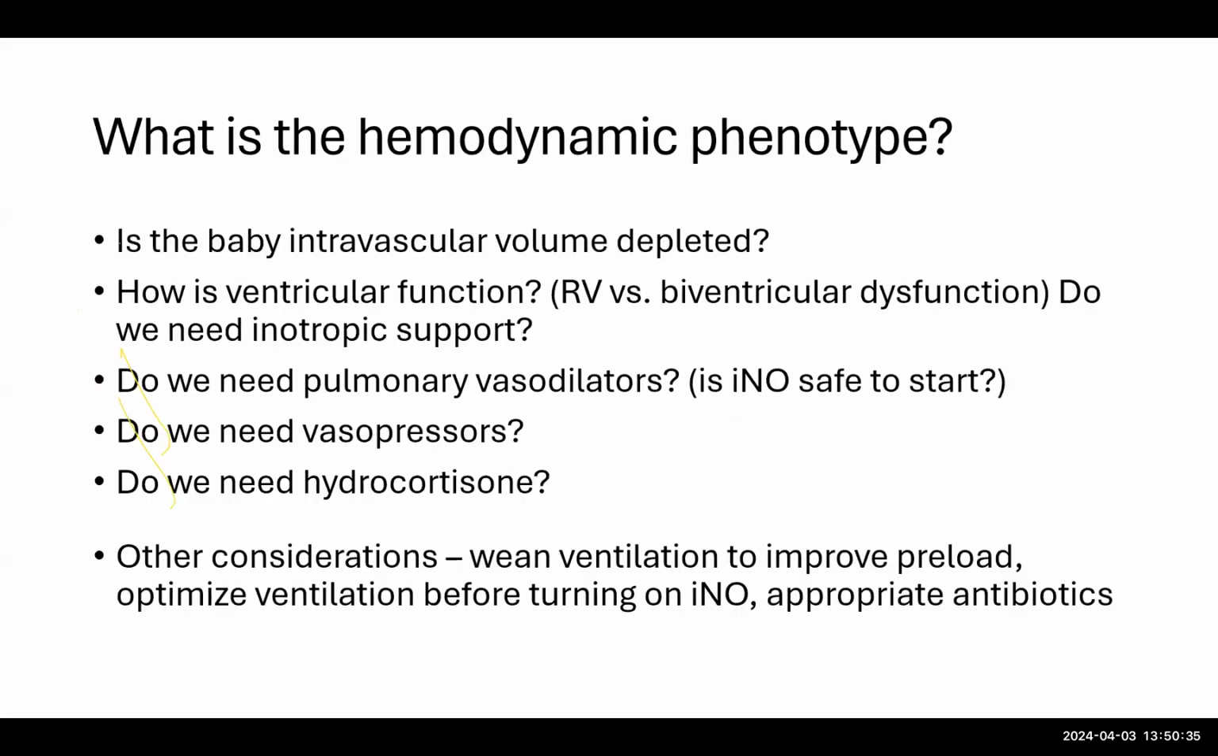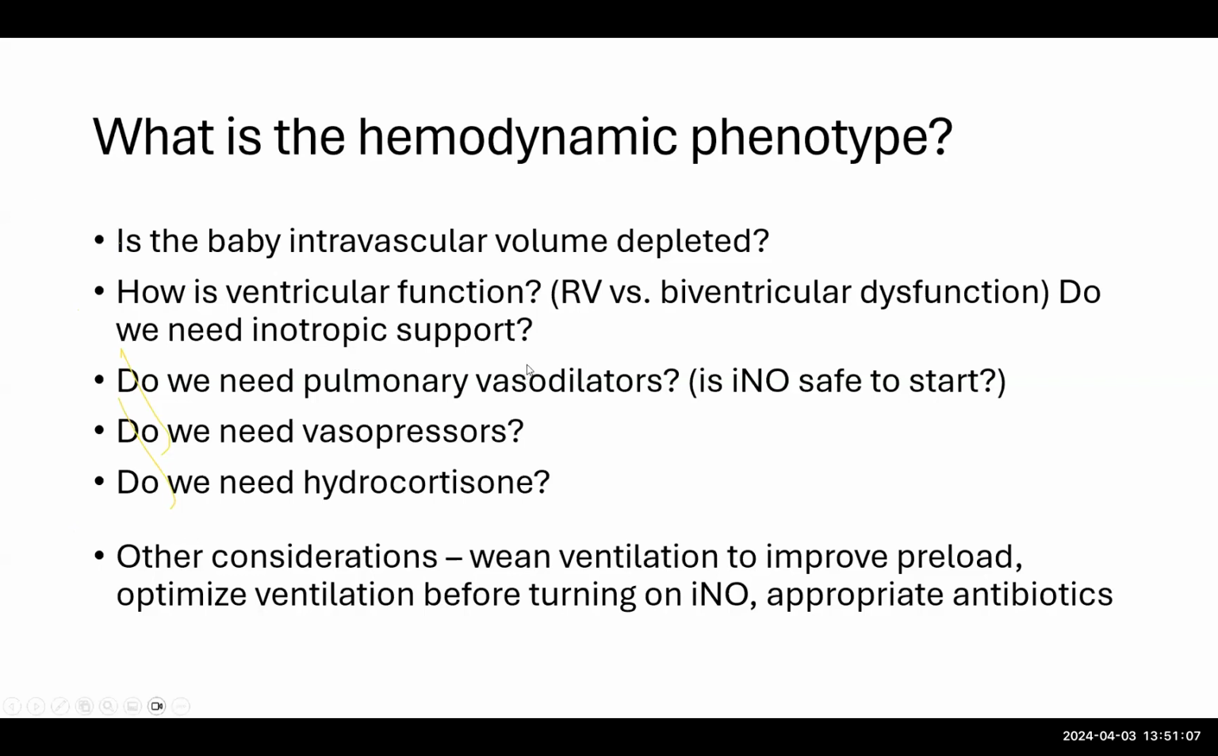So I think it's very important when we consider those challenging cases of neonatal sepsis that we ask several questions. What is the hemodynamic phenotype? Is the baby intravascular volume depleted? Short answer, yes. We may have to give fluid, especially in the scenario of frank NEC or frank IVH. How is the ventricular function? Is it RV failure? Is it biventricular dysfunction? How are we going to choose the inotropic support for the biventricles? Do we need some pulmonary vasodilator?